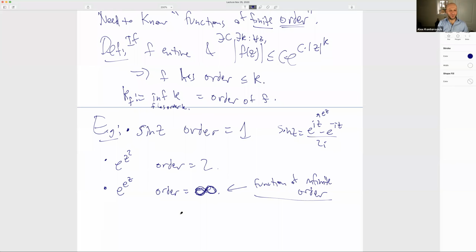Let me give you one more. Let's see if someone can figure out this one. This is a good one. The sum as n goes from 0 to infinity of (-1)^n z^n over (2n) factorial.